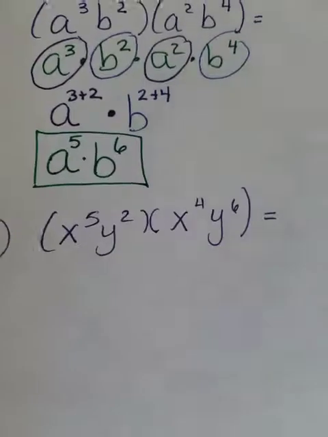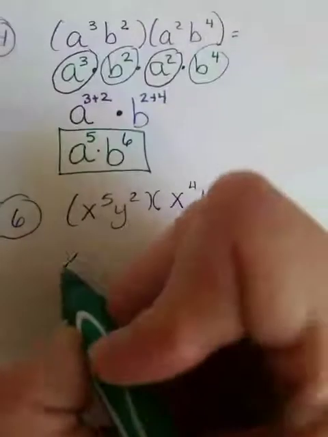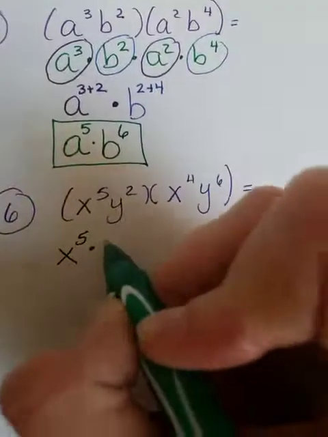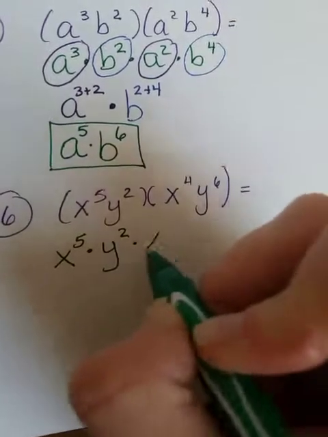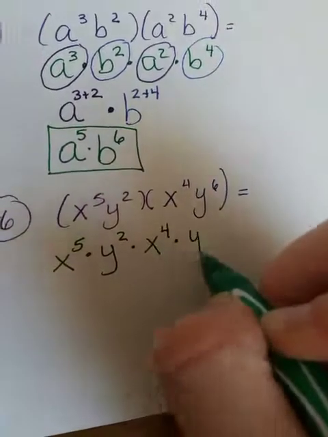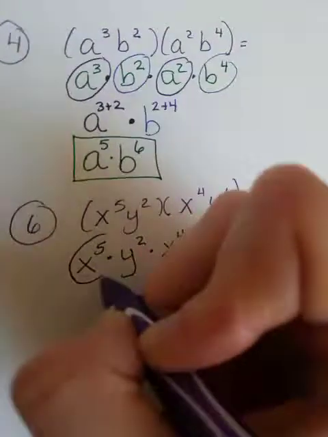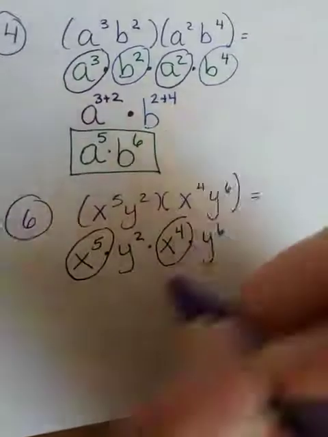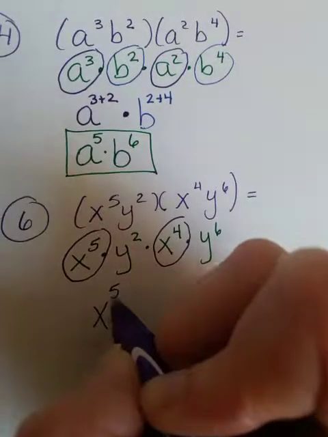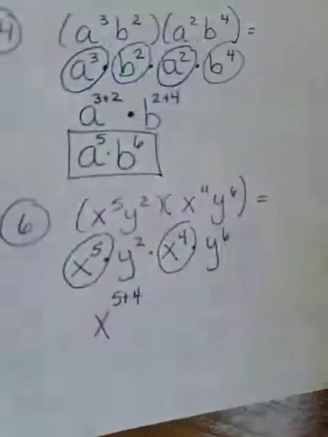And last one for this rule, it's one similar to number 4. Again, if it helps you to write it without the parentheses, this is x to the 5th times y squared times x to the 4th times y to the 6th. And then group together your like bases. So we have an x to the 5th and an x to the 4th. So that's x to the power of 5 plus 4.